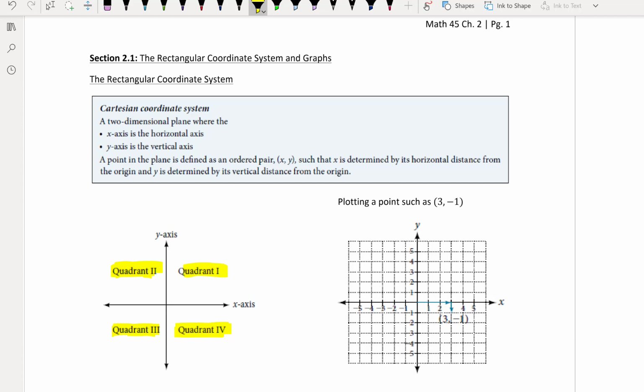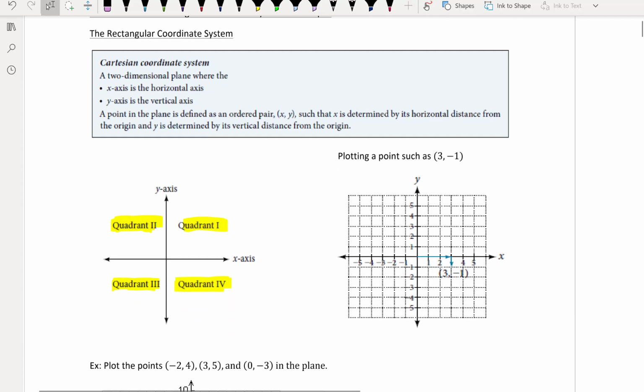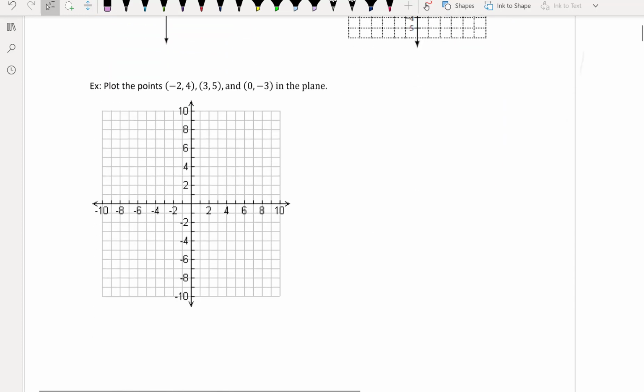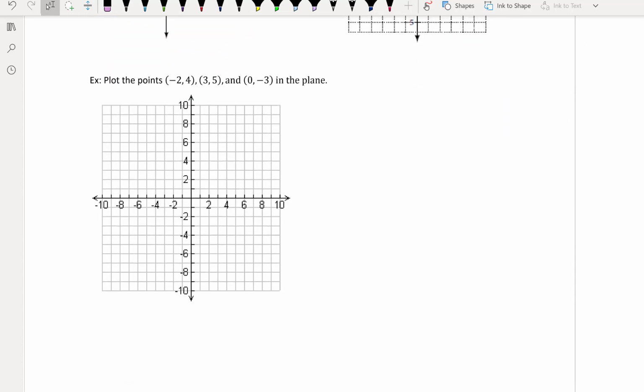And so what we do when we graph a point is we do the x and then we do the y. So this point (3, -1), where x is equal to 3 and my y is equal to -1. So here, if I go over to the x value, I go over to 3 and I go down to -1, and that is your point at (3, -1), right in there, okay? All right, so now it says, hey, graph these points.